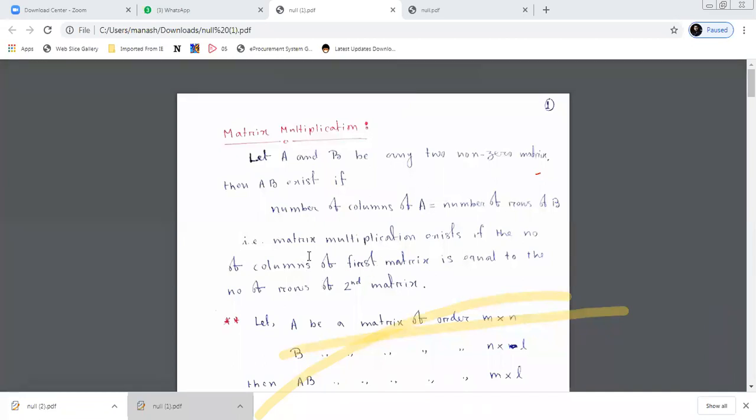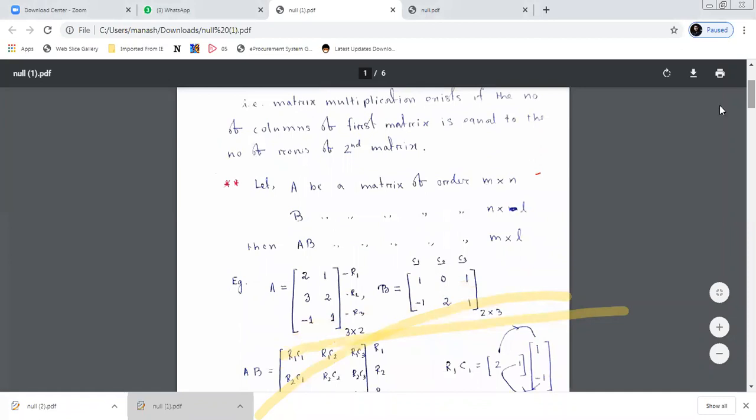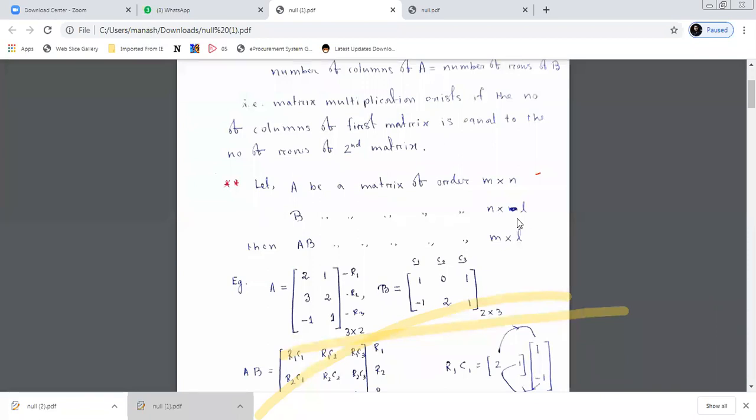That means matrix multiplication exists if the number of columns of the first matrix is equal to the number of rows of the second matrix. Only then matrix multiplication exists. Clear? Suppose A is a matrix of order m by n and B is a matrix of order n by l. Then AB is a matrix of order what?